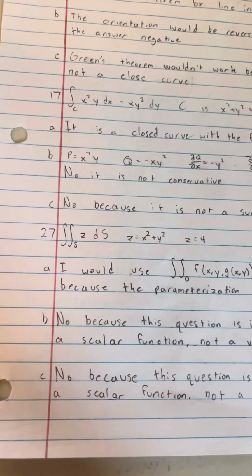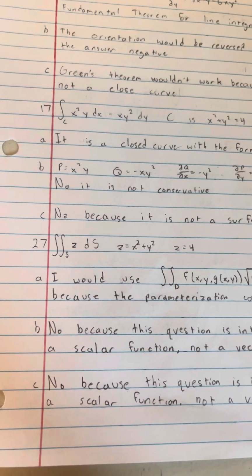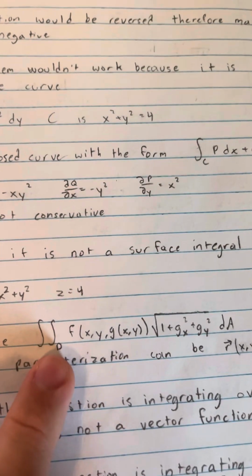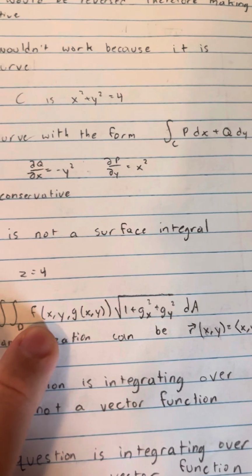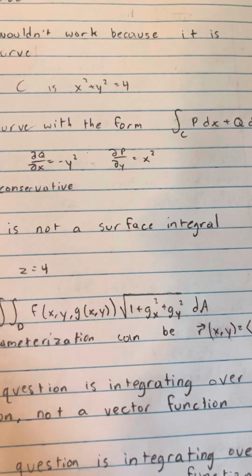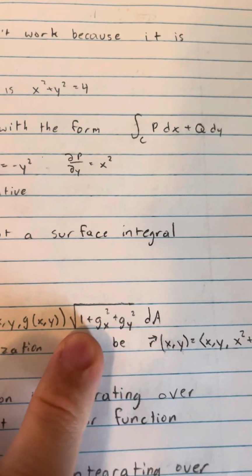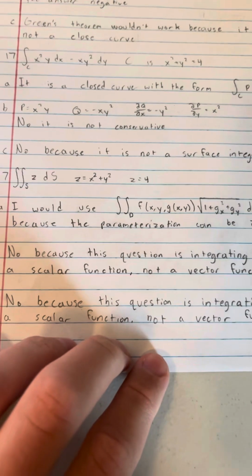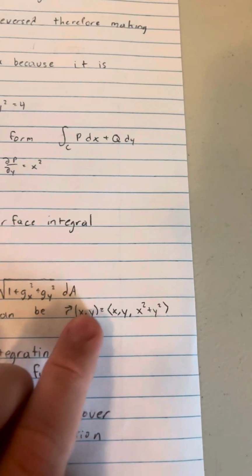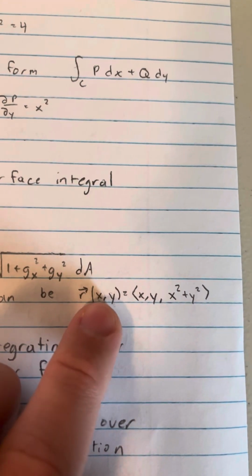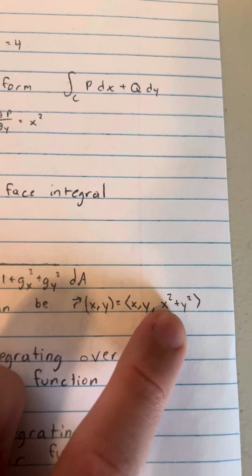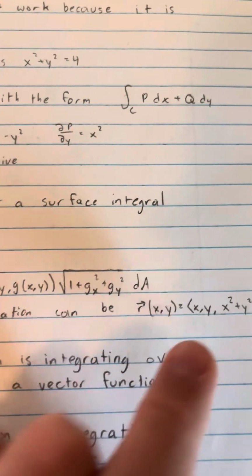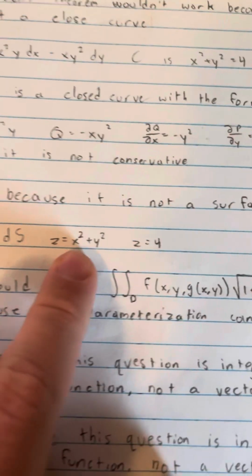Exercise 27, part A, ask, what formula would you use for this and why? I said I would use the formula, the double integral over D of f(x, y, g(x, y)) times the square root of 1 plus g_x squared plus g_y squared dA. You could use this because you could set the parameterization r(x, y) to be equal to (x, y, x squared plus y squared). x squared plus y squared is g(x, y), which is equal to z.